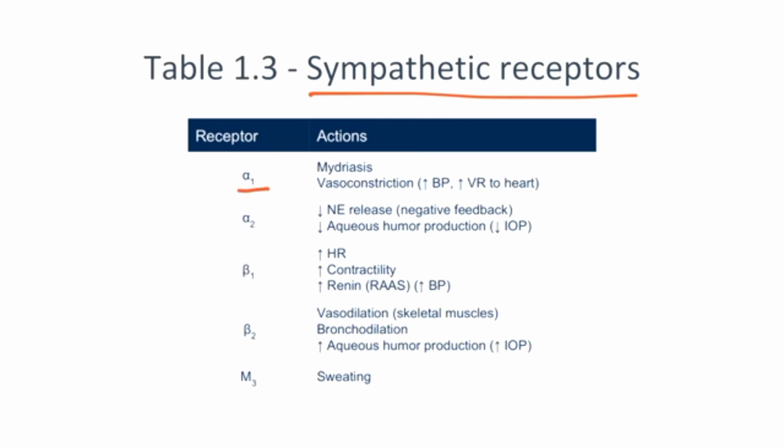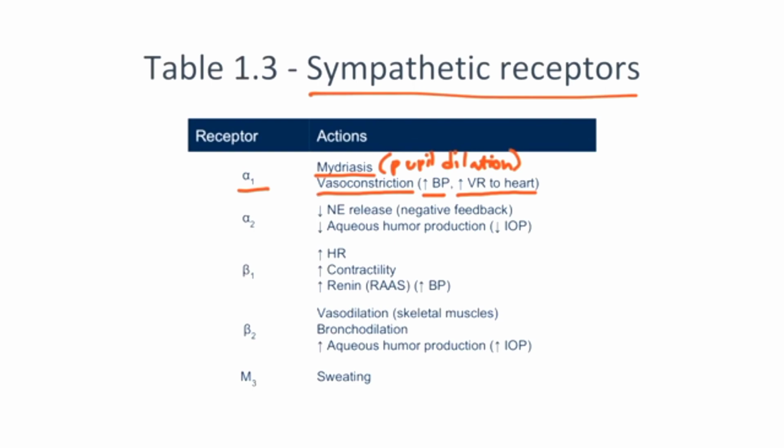Understand that alpha-1 causes mydriasis, or pupillary dilation. It also causes widespread vasoconstriction throughout the body. And this will increase blood pressure, and it will also increase venous return to the heart. Now, the reason for increased venous return to the heart is discussed in great detail in the cardiology chapter.